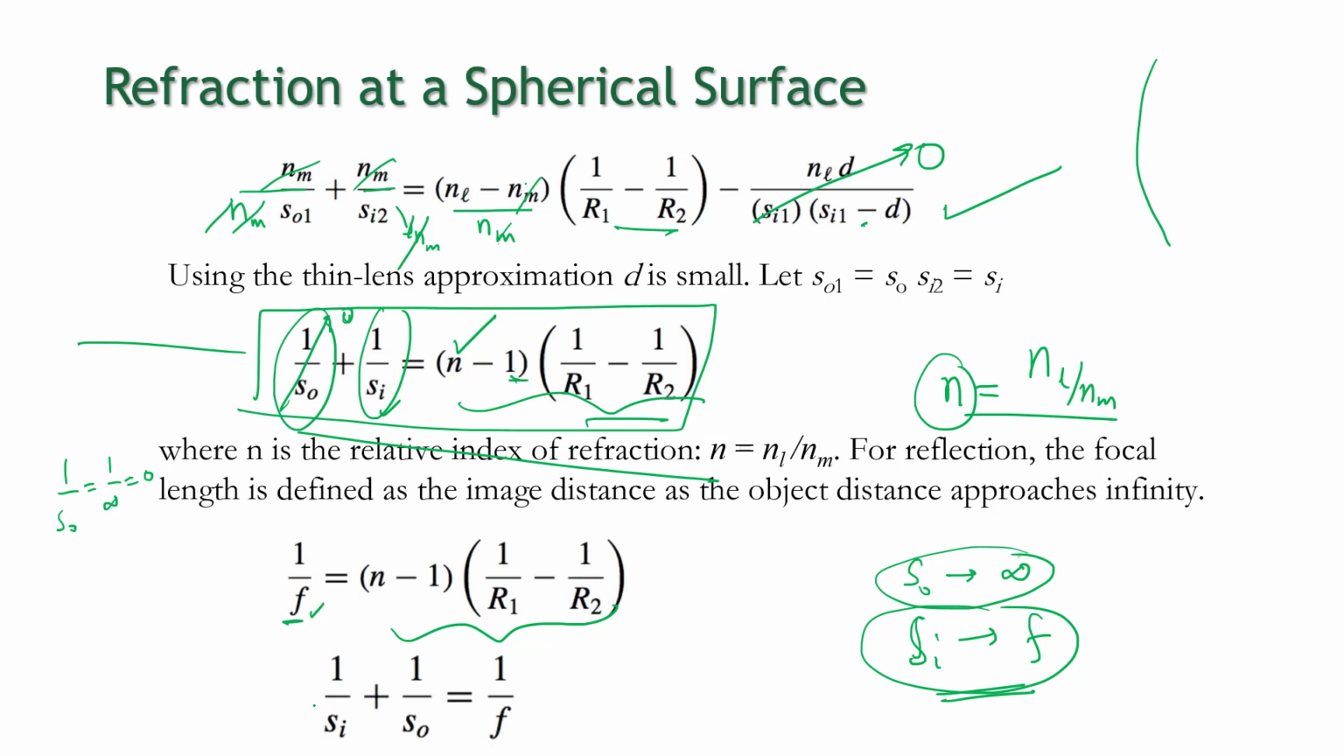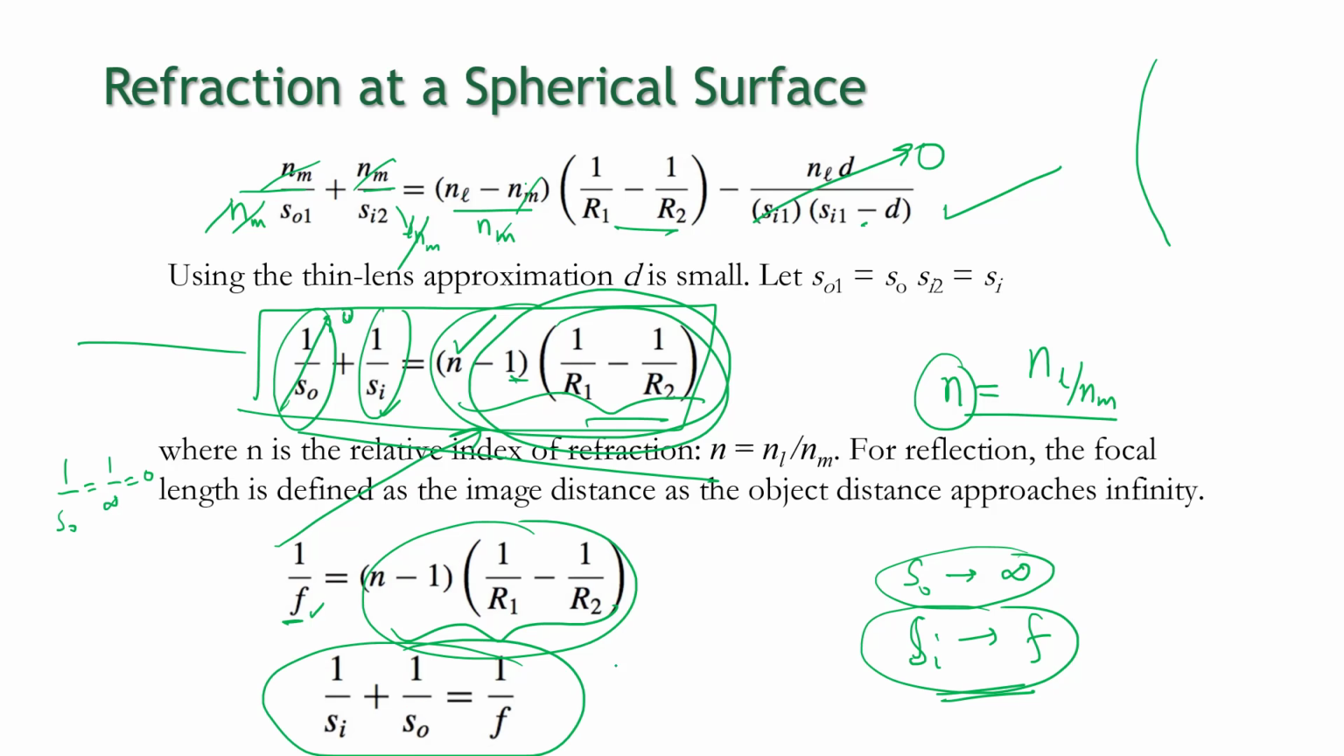So if I substitute this thing by 1 over F, then I get this expression. Exactly the same as the one we got in the meter. This is called the thin lens equation, and this equation is called the Lensmaker equation. We'll be using both of these equations.